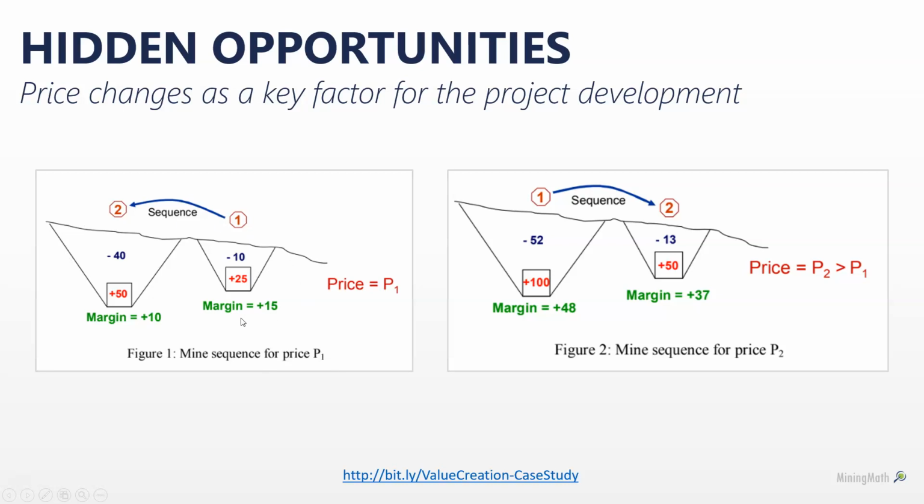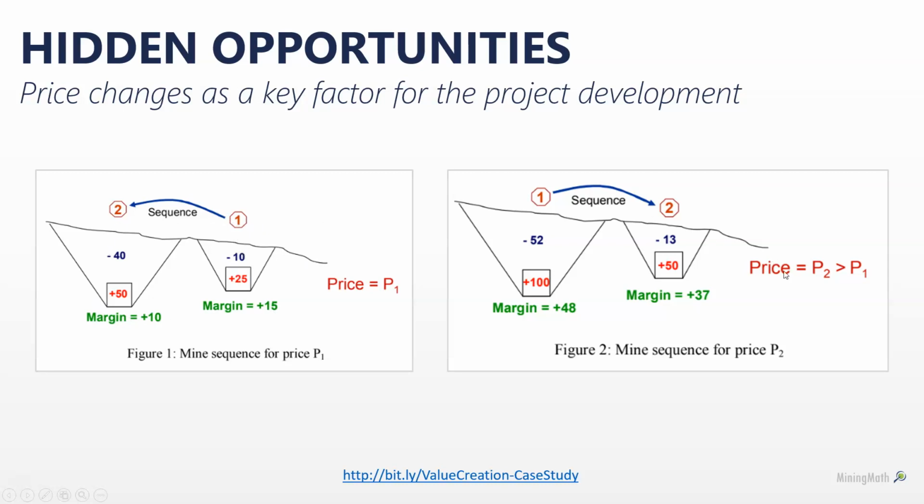So in the first example, we have a low-grade block and a higher-grade block, and similarly we have a low value here and a higher value here. Considering price 1, we have a margin for this block, considering the block value minus the overburden costs, of 15, and here we have a margin of 10. So the mine sequence here goes from 1 to 2.